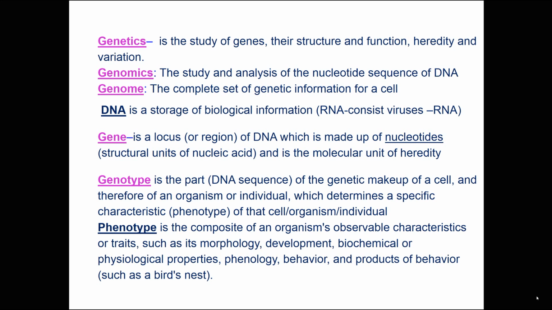Genotype is the part of the DNA sequence, the genetic makeup of a cell and therefore an organism or individual, which determines a specific characteristic, the phenotype of that cell or organism or individual. Phenotype is the composite of an organism's observable characteristics or traits, such as its morphology, development, biochemical or physiological properties, phenology, behavior and products of behavior.